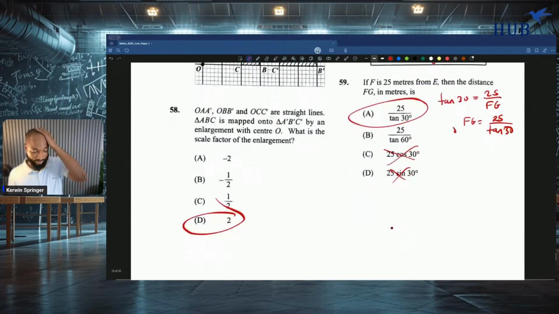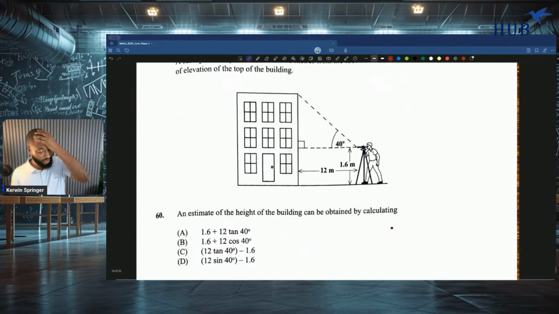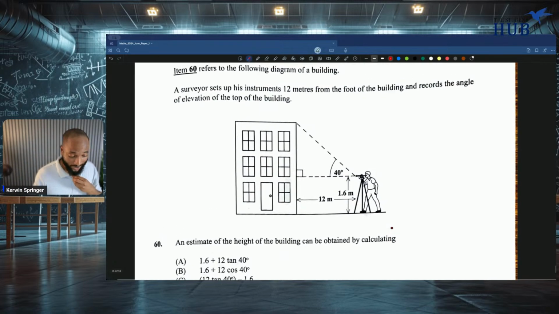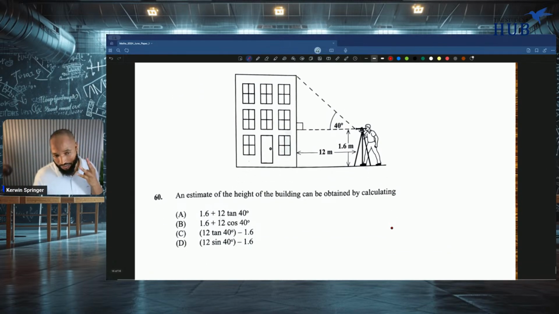Last question. Another highly repeated question. Let's hope for something new. In this paper, there were like 4 new ideas.